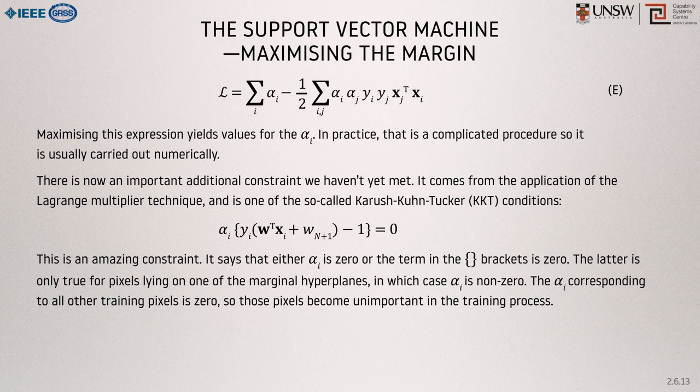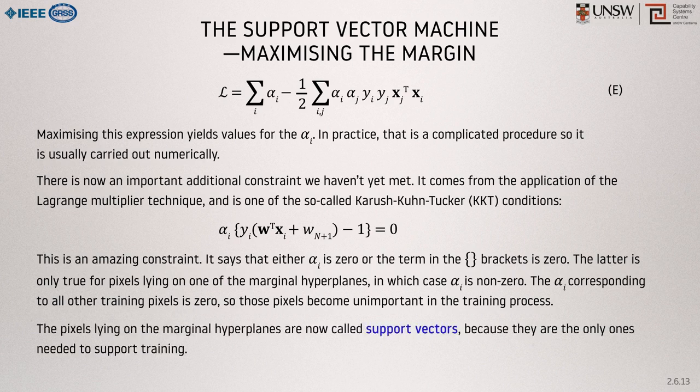This last expression is true only for pixels lying exactly on one of the marginal hyperplanes, in which case the corresponding Lagrange multipliers alpha i are non-zero. For training pixels away from the marginal hyperplanes, the expression inside the curly brackets is non-zero, so the constraint can only be satisfied if the corresponding Lagrange multipliers alpha subscript i are 0. Those pixels are therefore not important to the training process. It is only those lying on the marginal hyperplanes. We call those support pixel vectors, since they are the only ones that support training.